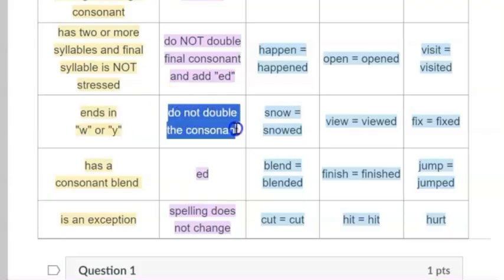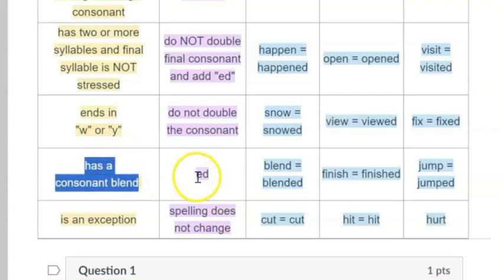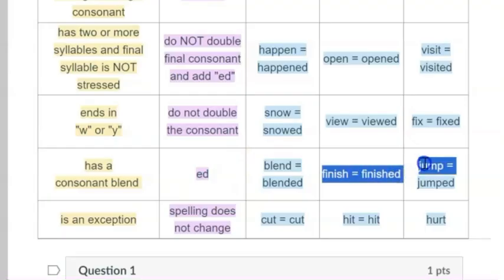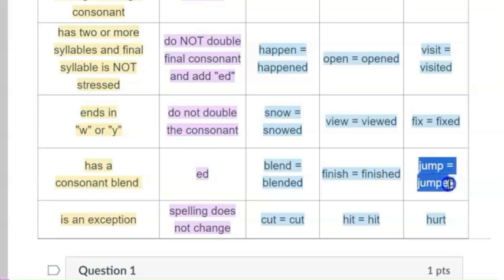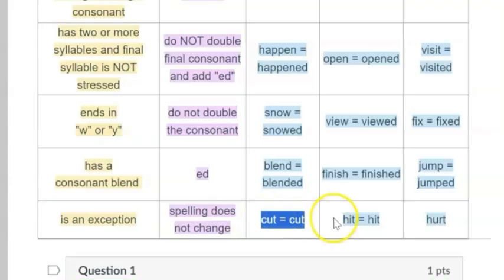When the verb ends in W or Y, do not double the consonant, such as snow, snowed, past tense, view and viewed, and fix and fixed. When the verb has a consonant blend, you add ed, such as blend turns to blended, finish turns to finished, and jump turns to jumped. And then if the verb is an exception, the spelling does not change, such as in three verbs that we have here: cut present tense, cut past tense, hit present tense, hit past tense, hurt present tense and past tense.